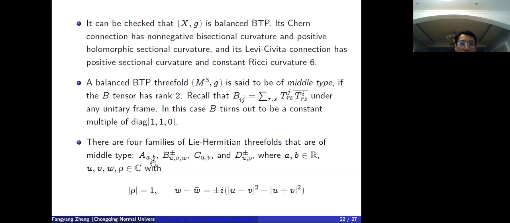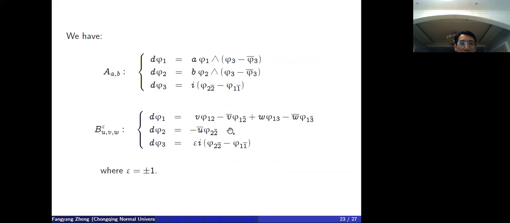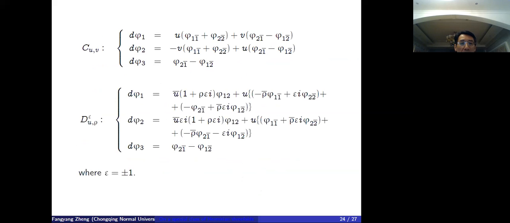Okay, so it depends on some parameters. Here, A, B are real numbers. The other letters are complex numbers. Rho is with norm 1, and W is not independent. W depends upon U and V in such a way. Okay, so there are 4 families, A, B, C, and D. Okay, so one can write them down explicitly.